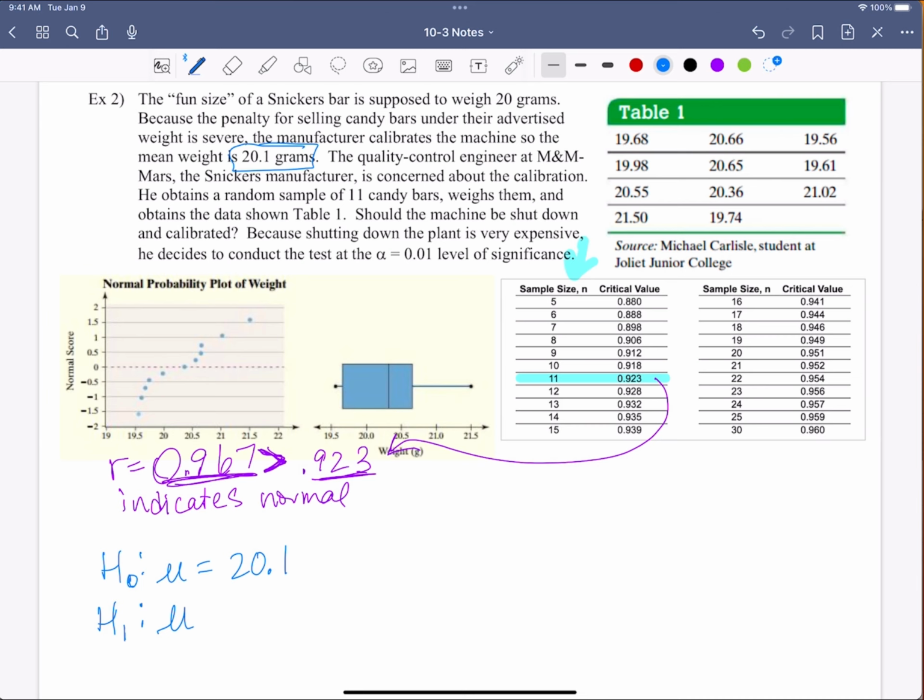Whether it's above or below, I'm getting a penalty. So I'm more concerned that this is not 20.1. I don't care if it's above or below. The machine has to be calibrated if it's off. And that's the key with this.